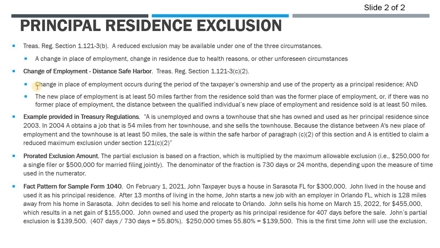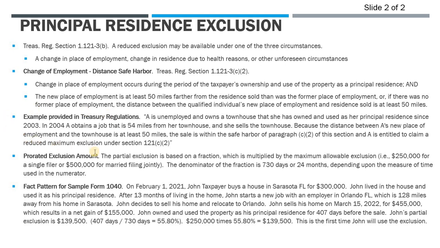All right, so the safe harbor says that the change in place of employment occurs during the period of the taxpayer's ownership and use of the property as a principal residence, and the new place of employment is at least 50 miles farther from the residence sold than was the former place of employment, or if there was no former place of employment, the distance between the qualified individual's new place of employment and residence sold is at least 50 miles.